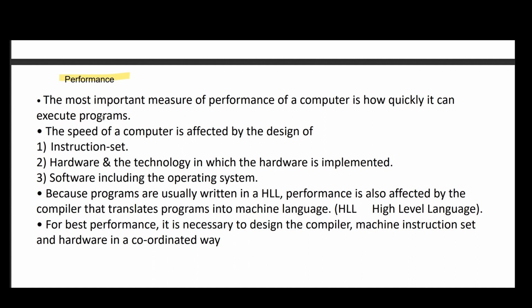So the important measure of performance of the computer is how quickly it can execute a program. How quickly means speed, right? It defines the speed. So the speed of the computer is affected by the design. Will you all agree with this statement? Yes, the speed of the computer is affected by the design. How can you tell that? Because of the design of three things. What are those three things that we will be studying now?